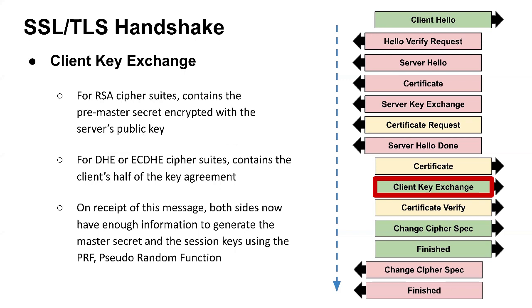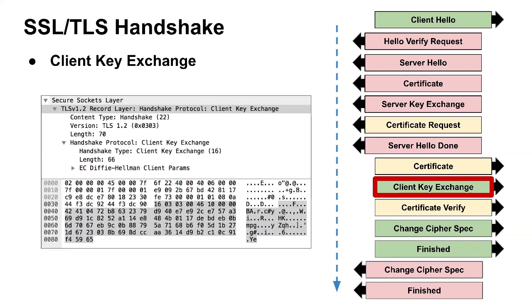The client key exchange message for RSA cipher suites contains the pre-master secret, which has been encrypted with the server's public key. For ephemeral DHE or ECDHE cipher suites, this contains the client half of the key agreement. After the server receives this message, both sides of the connection have enough information to go ahead and generate the master secret and derive the session keys, which is done using a pseudo-random function. There's what our client key exchange looks like in Wireshark. You can see here we're also using ECDH, and although not expanded out, it has the ECDH client parameters.